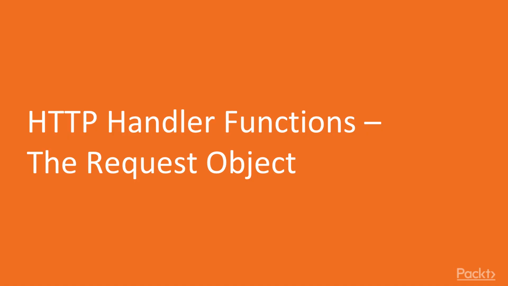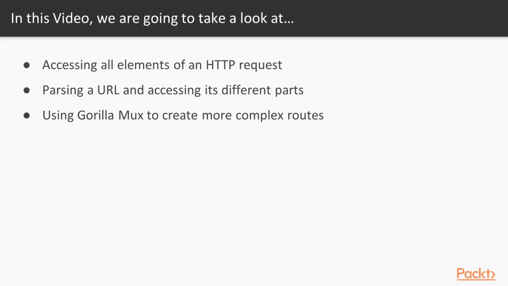This is video 1, HTTP handler functions, the request object. In this video, we're going to look at how to access all of the elements of an HTTP request, how to parse a URL and access its different parts, and how to use Gorilla Mux to create more complex routes.